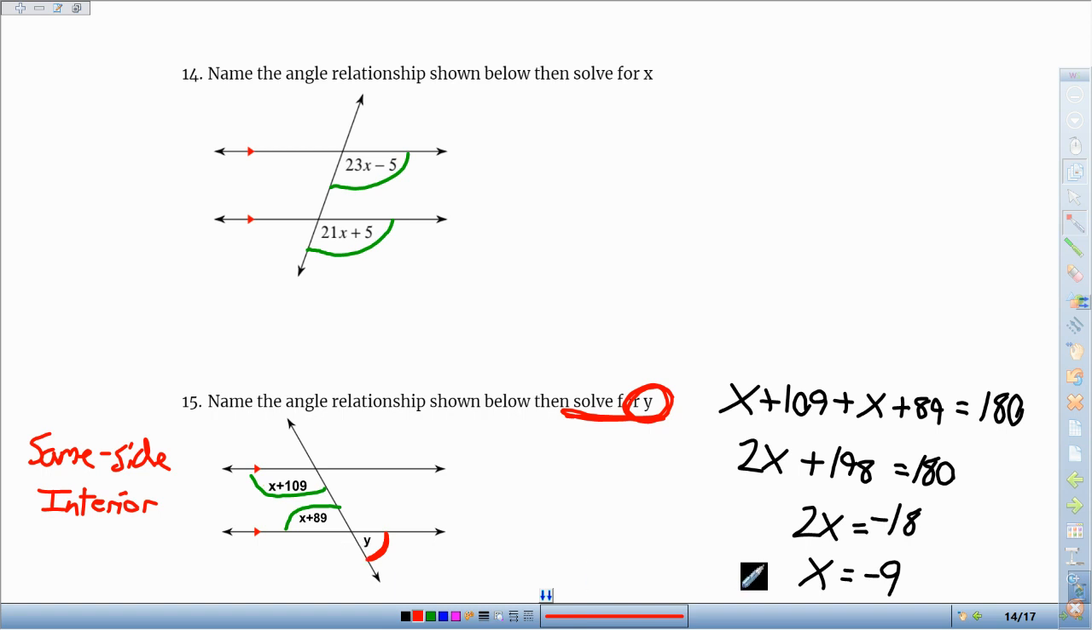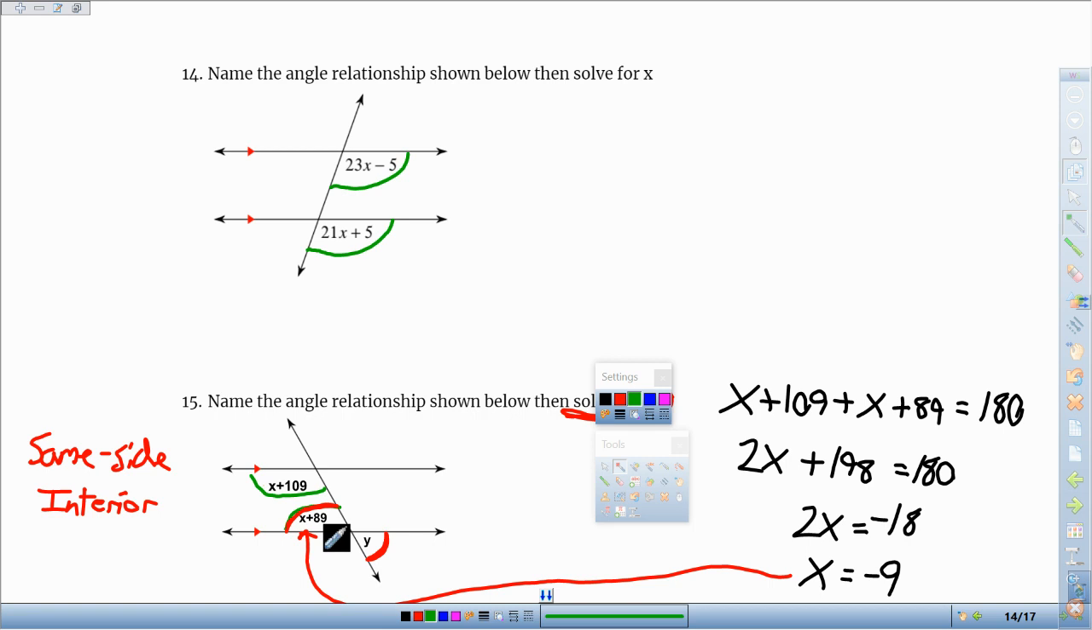So what do we do? Well, we know that this angle and this angle are vertical angles. They're equal. If we can find this one, we'll know what y is. So there's my math. I can plug x right there. If we do negative 9 plus 89, we can figure out that the measure of this angle is going to be 80 degrees.